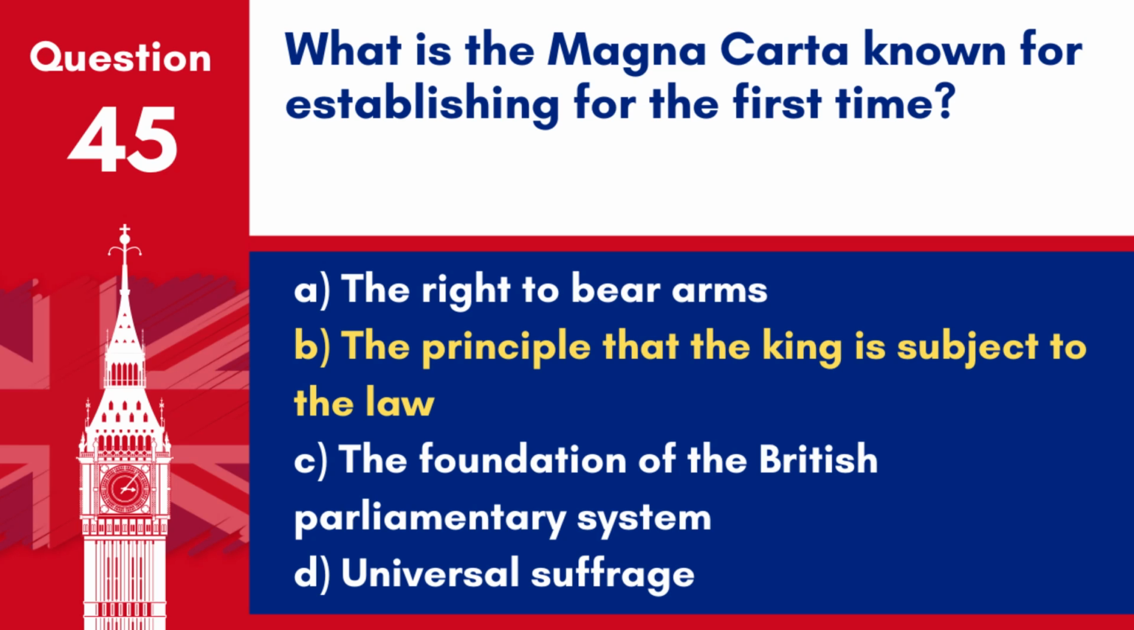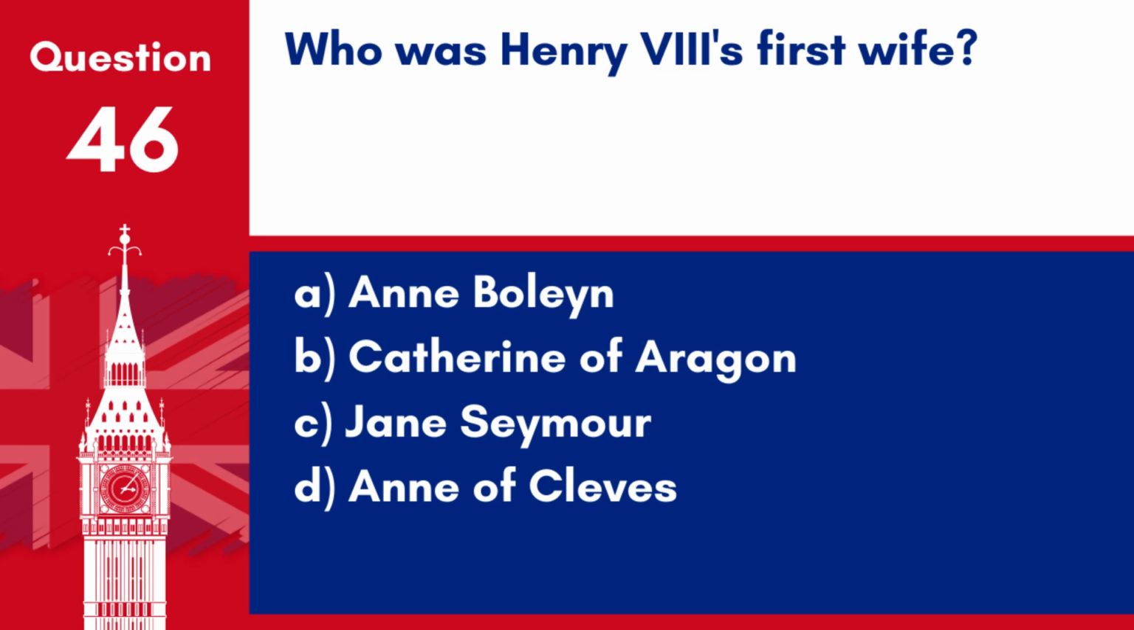Question 46. Who was Henry VIII's first wife? A. Anne Boleyn. B. Catherine of Aragon. C. Jane Seymour. D. Anne of Cleves. Answer. B. Catherine of Aragon. Catherine of Aragon was Henry VIII's first wife.